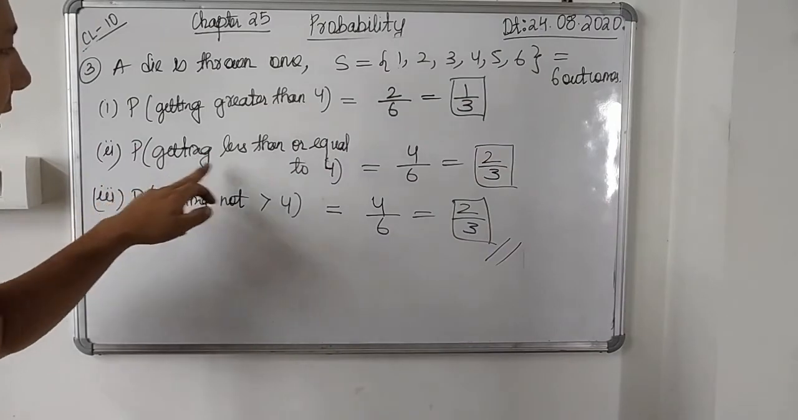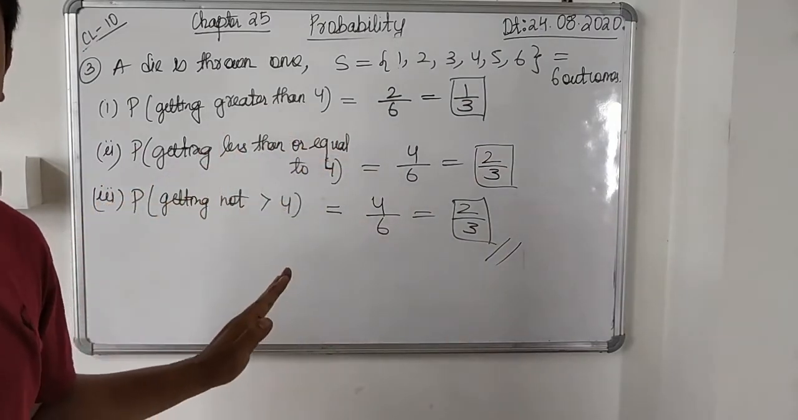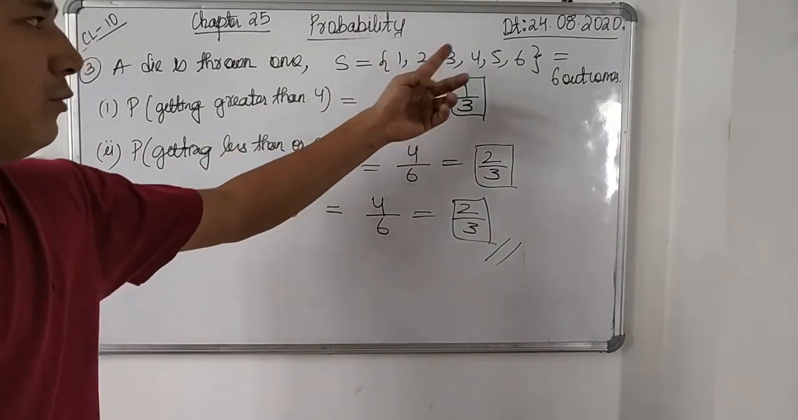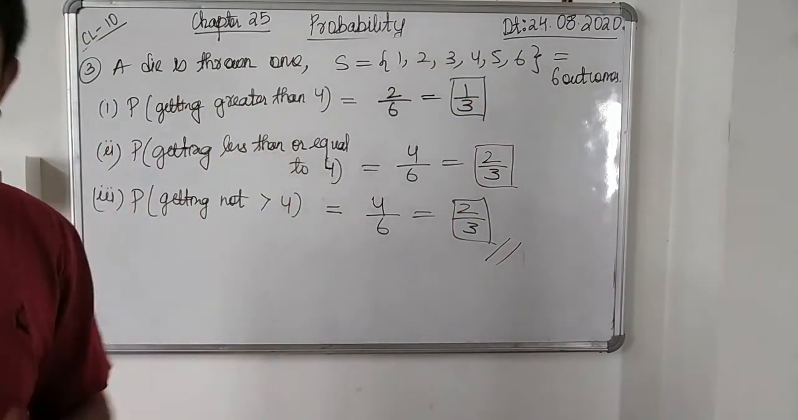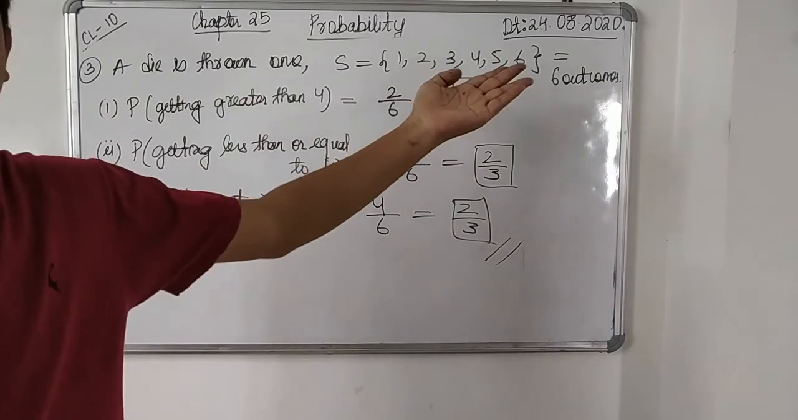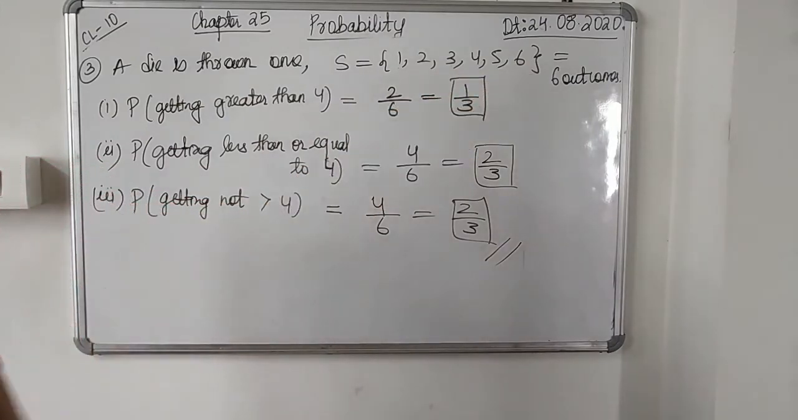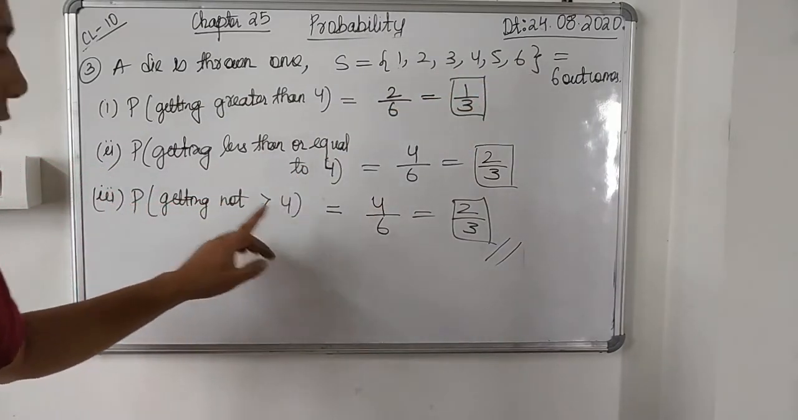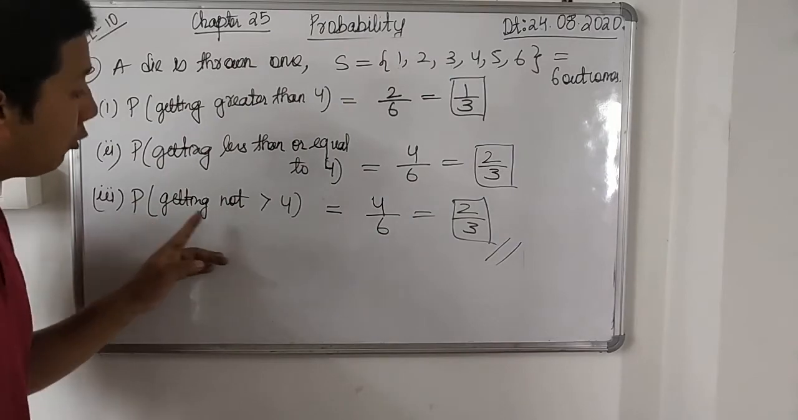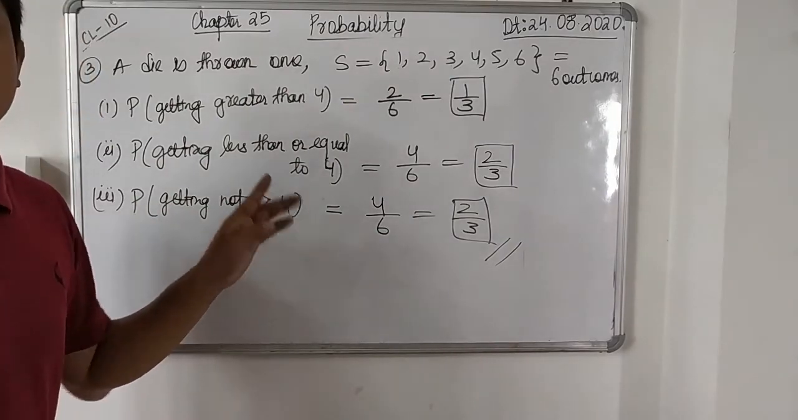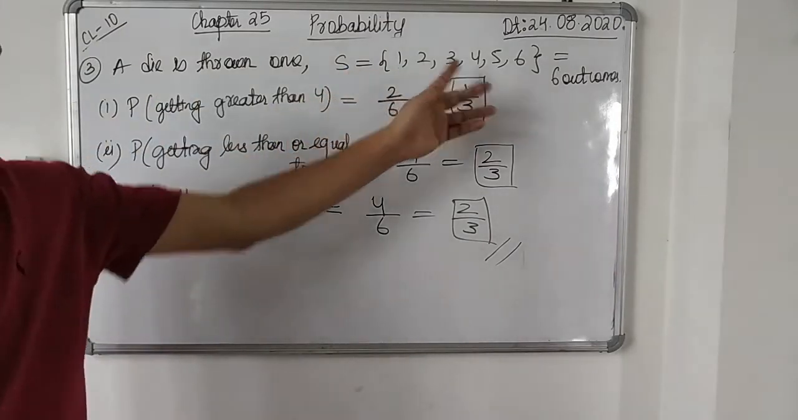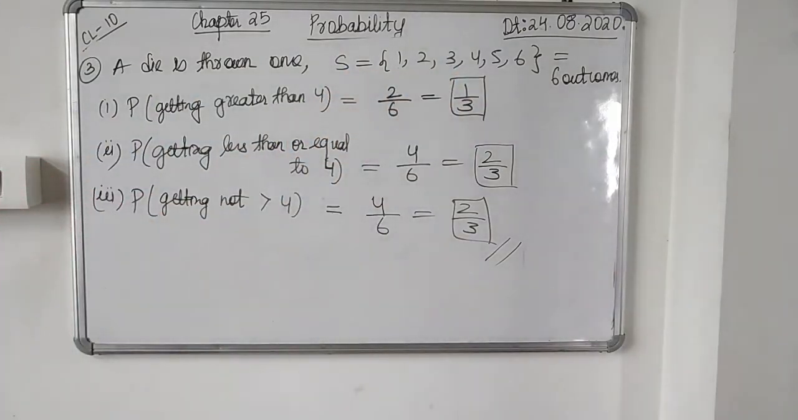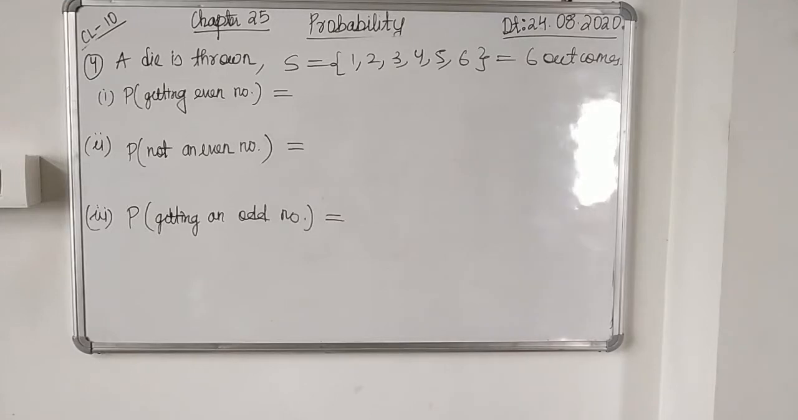Probability of getting less than or equal to 4. Either it can be 1, 2, 3 till 4. So how many chances are there? Favorable outcomes. Sorry, probability of getting not greater than 4. So it can be till 4 but not greater than 4. So how many chances again? 4. So pause the video and note it down properly.